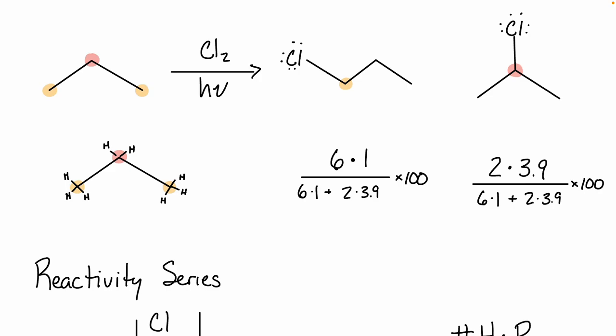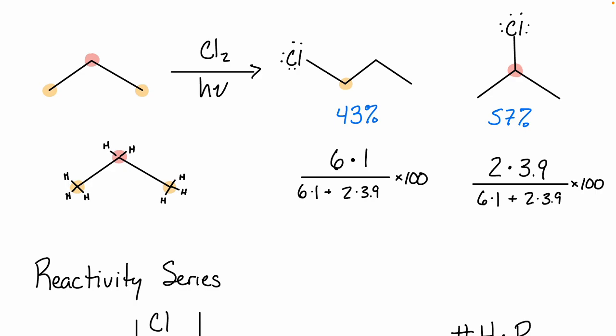All right, so again, we can go even further than major and minor product. We can actually get percent distributions. It turns out that 43% of my product here will be the 1-chloropropane, and the other 57% will be the 2-chloropropane. So yes, our major product is where that chlorine is on the more substituted carbon, but it's a lot closer to 50-50 than you might have thought just by looking at radical stability.